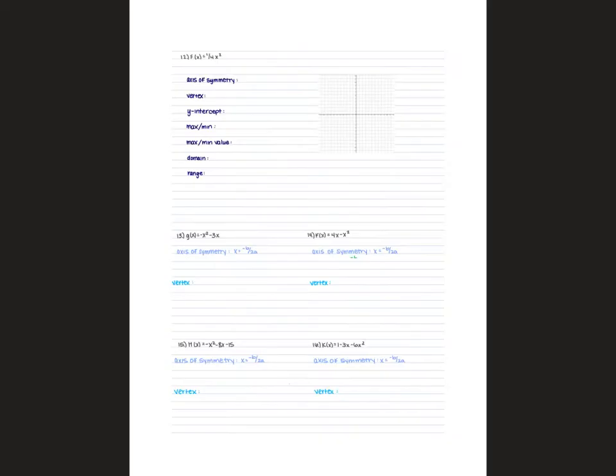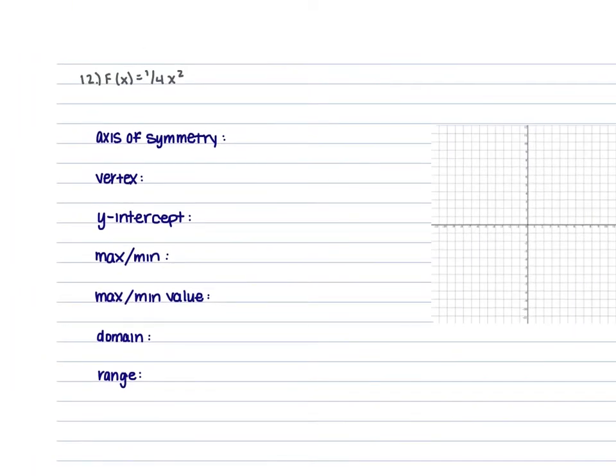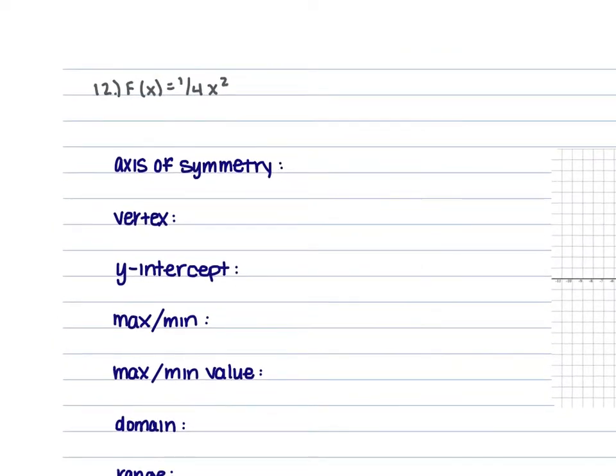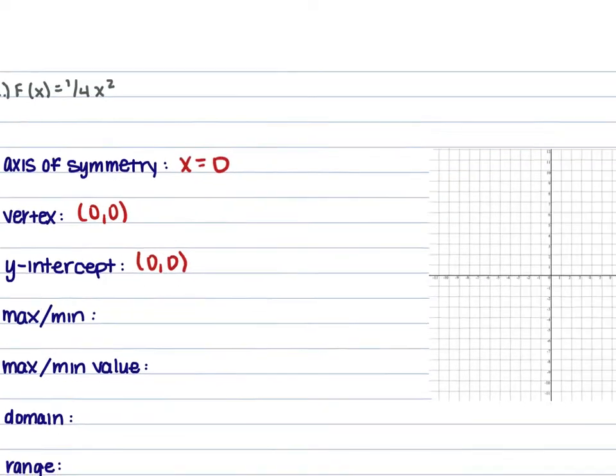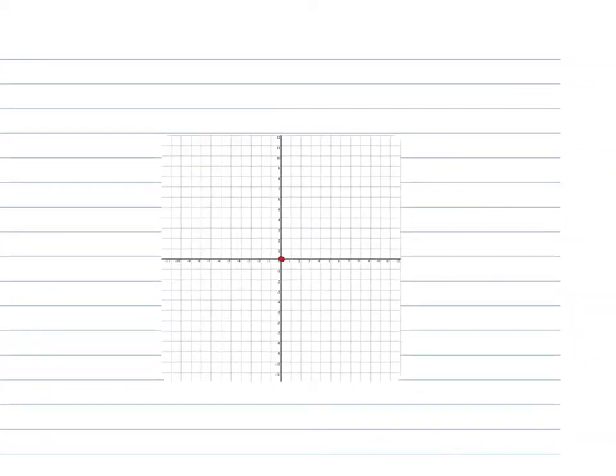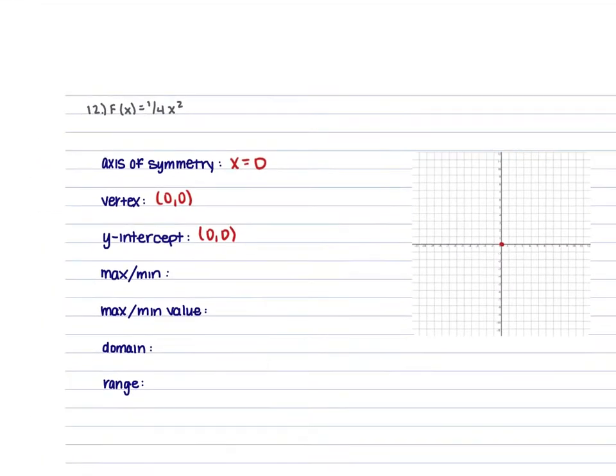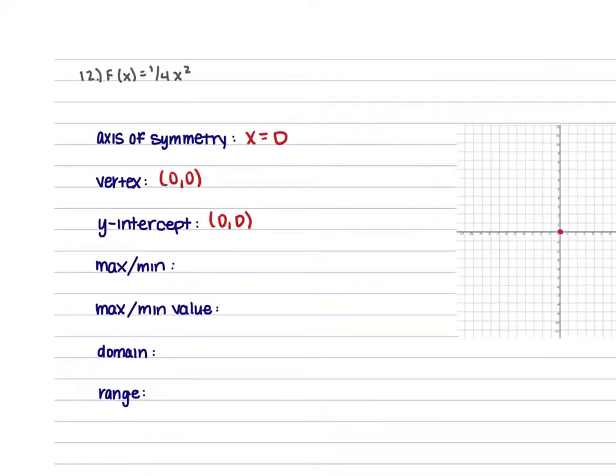For number 12, we have f of x is equal to 1/4 x squared. So with this one, we just have an a of the 1/4. Our b is 0, so our axis of symmetry is going to be x is equal to 0. We plug that in, we get 1/4 times 0, which is 0. So our vertex is (0, 0), which is also our y-intercept. So we're going to plot that point, (0, 0). This is a minimum because our a is positive and that minimum is 0. Our domain is all real numbers, and our range is y is greater than or equal to 0.